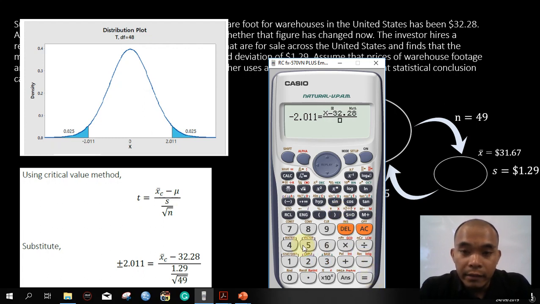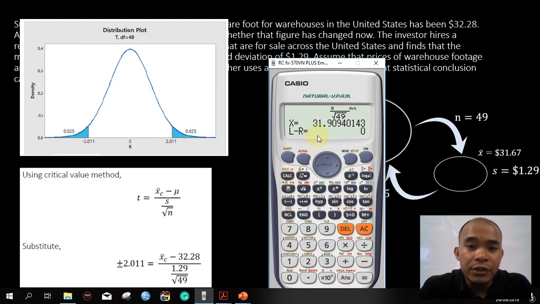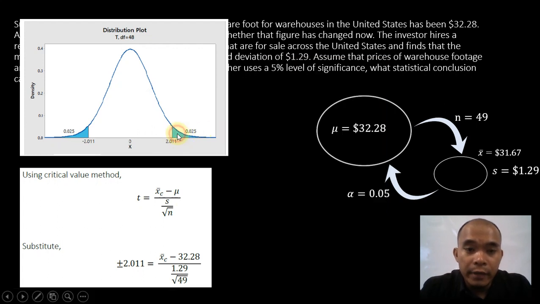And then for the denominator, you have 1.29 over the square root of 49. And then do not press equals. We have to access the solve function here. We will let the calculator solve for the value of x. Shift solve the value of x. Just press equals. And then the negative is 31.91. So let's check if we have the same.